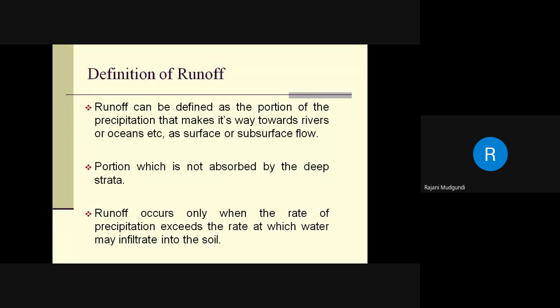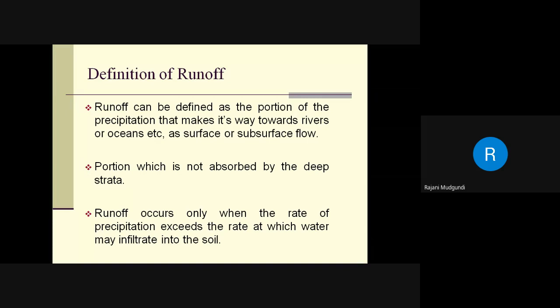So runoff can be defined as the portion of the precipitation or rainfall that makes its way towards the river or ocean. So any water that is flowing on the ground, which is a portion of rainfall, ultimately will flow towards the natural drainage, natural river, lake or oceans which are available. That part is termed as surface or subsurface flow. So the portion which is not absorbed by deep strata, right? Only the water flowing as overland flow is termed as runoff.